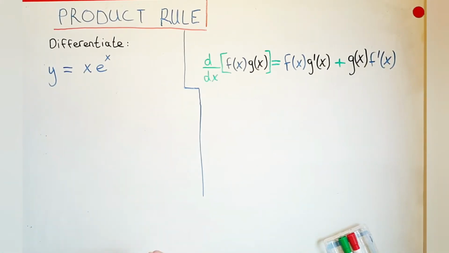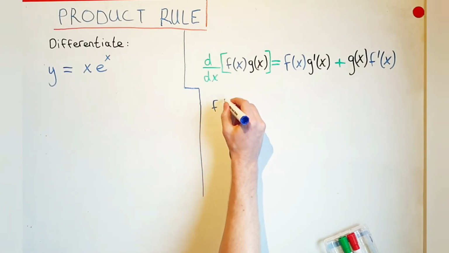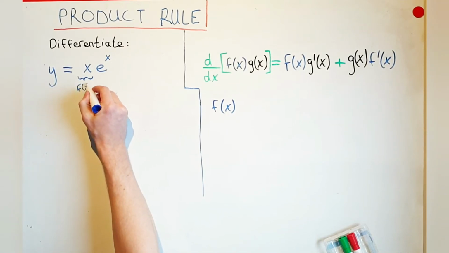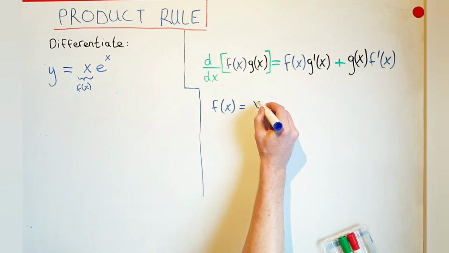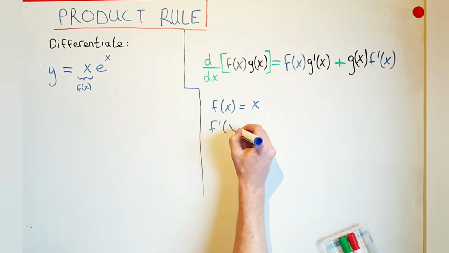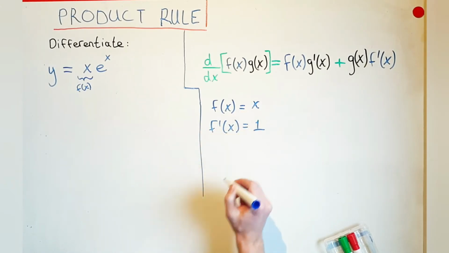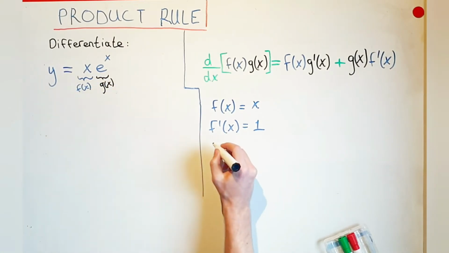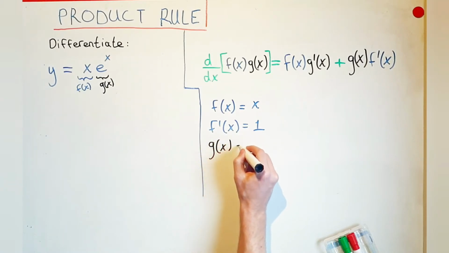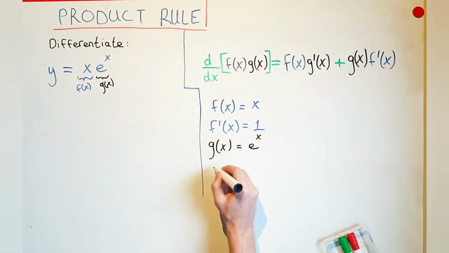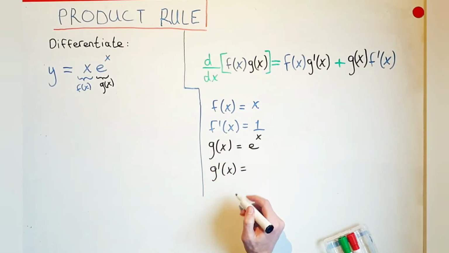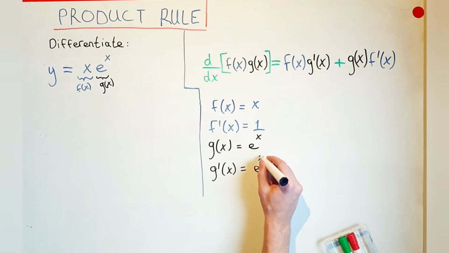Once again, we're just going to write down the individual parts of the product rule over here. Our f of x is going to be this first function, so that's just going to be x. Our f prime of x is just going to be 1. And we know our second function, g of x, is going to equal e to the x. And g prime of x, so e to the x when differentiated, is e to the x.